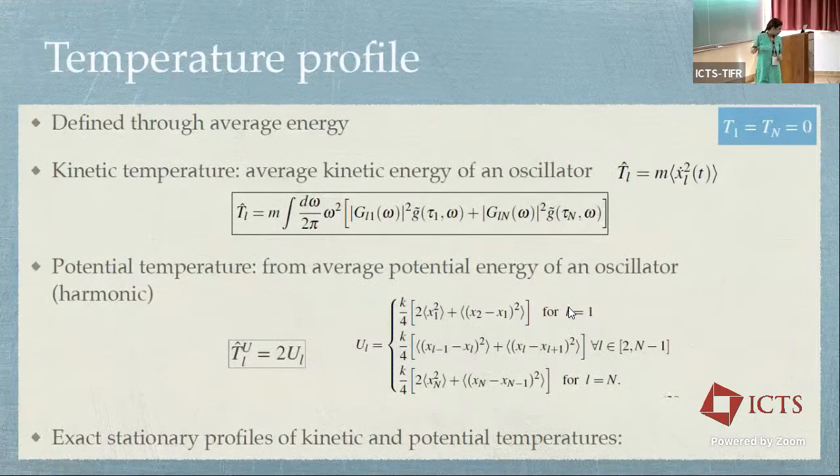Okay, so the next question is, what about the temperature profile? For the thermally driven case, we saw that the average temperature is uniform. It's just the average of the temperatures of the two reservoirs. So what about here? Here we can also define a kinetic temperature as the average kinetic energy of the Lth oscillator. And because of the harmonic coupling, we can define something called a potential temperature from the average potential energy of the oscillators. And again, we can calculate it exactly.